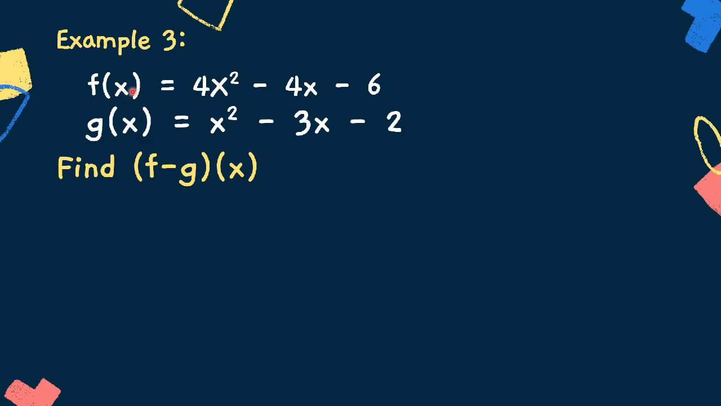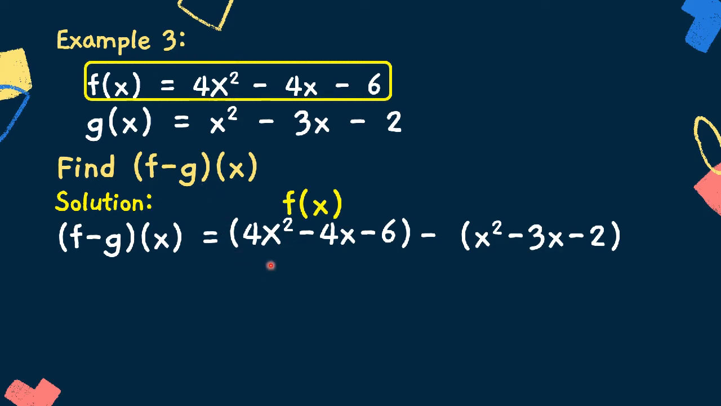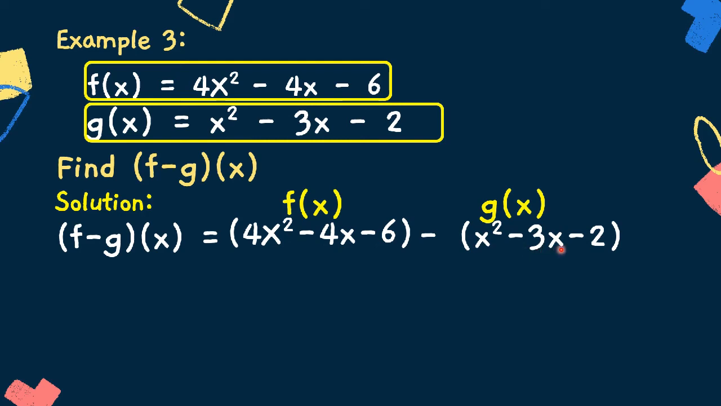The given are f of x is equal to 4x squared minus 4x minus 6, and g of x is equal to x squared minus 3x minus 2. So we have to subtract the two functions, f minus g of x. To do that, we have to follow these rules. So we simply identify our f of x, which is 4x squared minus 4x minus 6, and the g of x, which is x squared minus 3x minus 2. Again, the subtrahend is g of x, and the minuend is f of x.